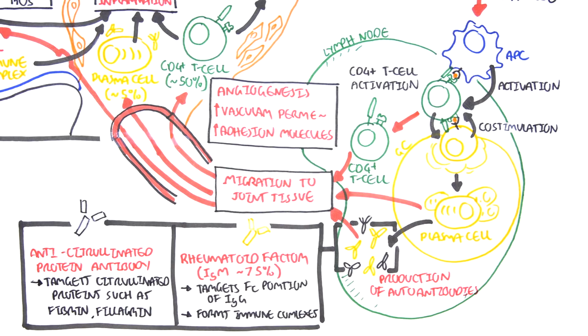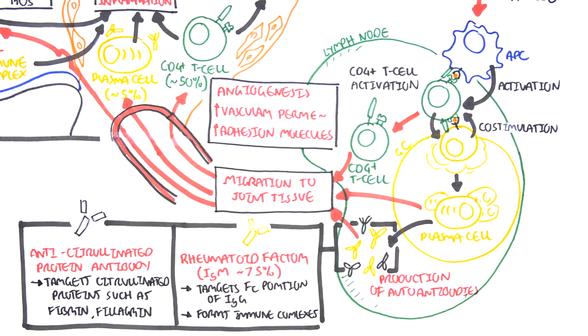But essentially, the rheumatoid factor and anti-citrulline protein antibodies are important in helping diagnose rheumatoid arthritis. Not everyone has rheumatoid factor, but the anti-citrulline protein antibody is a lot more specific for rheumatoid arthritis. So I hope that all made sense.